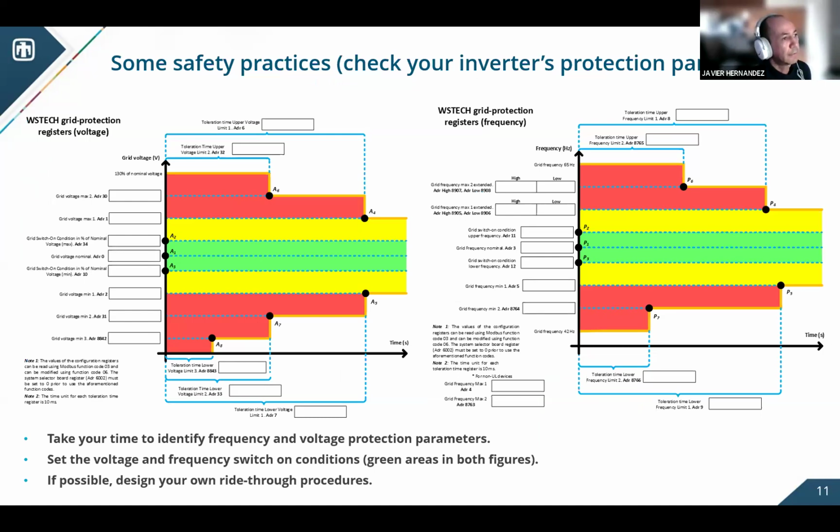As a second layer of protection, if you have the opportunity, read your manual and identify any frequency or voltage protection parameters. We did that for our Westec unit, and we identified and created these, I would say, ride-through procedures, but identify the main parameters for protection. So you could set switch on voltage and frequency conditions as highlighted here in the green areas.